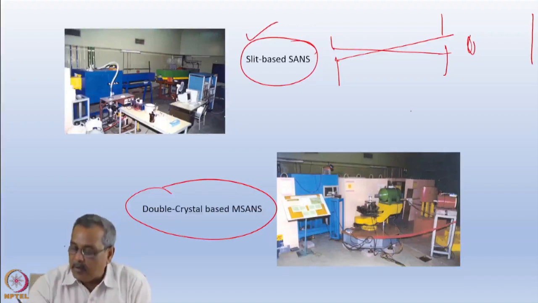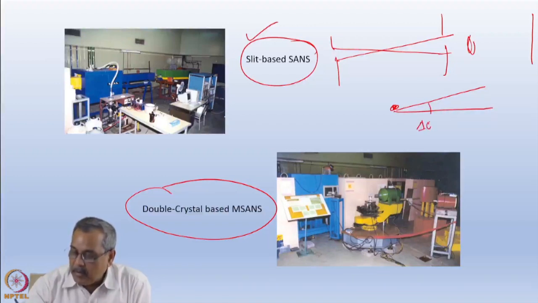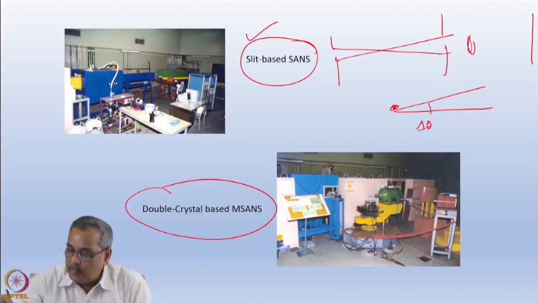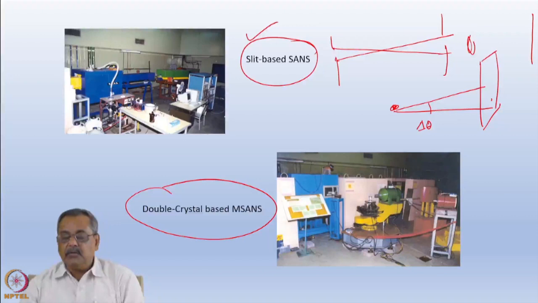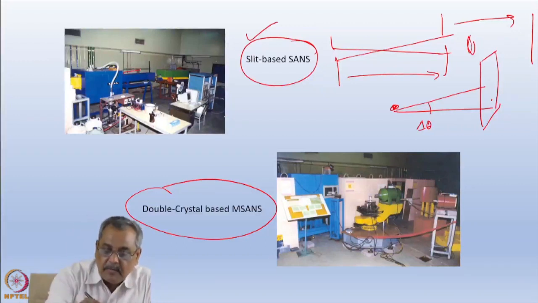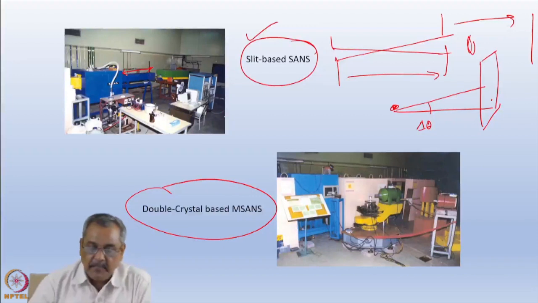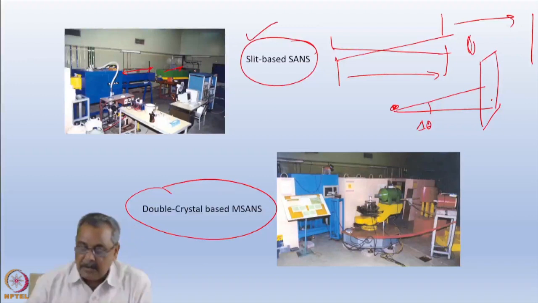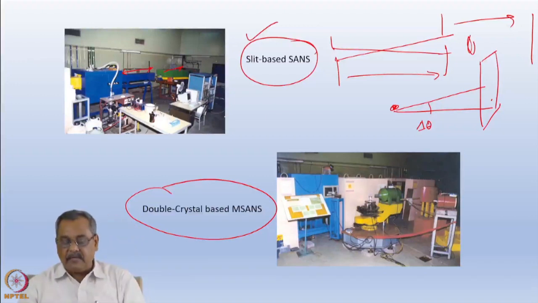Then you have a further large flight path before it goes to the detector. This large flight path is needed because your sample scatters in a very small angular window in which you are interested, and to expand that angular window onto, let us say, a two-dimensional detector or a linear detector, I need to move it outward. So these distances are long. In this old module, we had a reasonably long flight path. You can see it in this diagram. There is also a large detector shielding at the back of which there is a one-dimensional detector. This is a normal slit-based SANS.